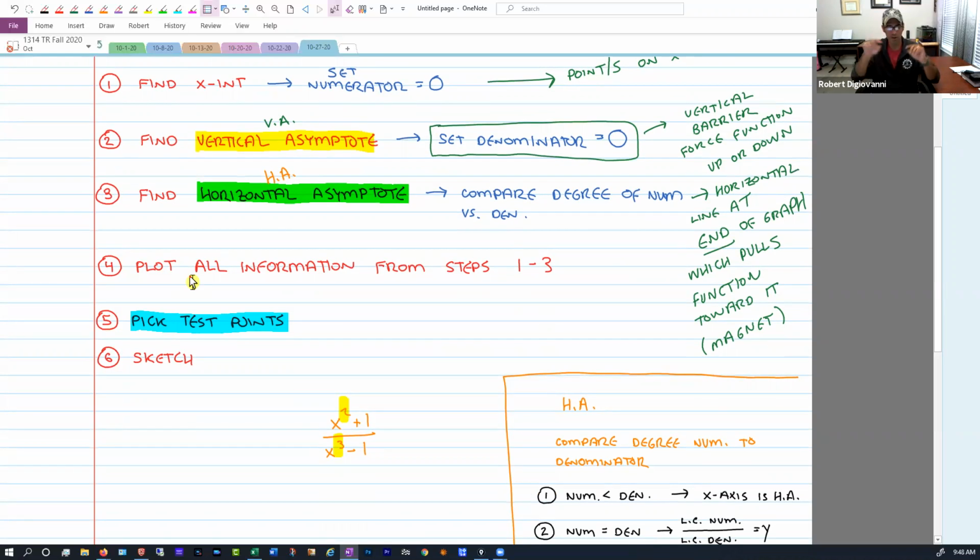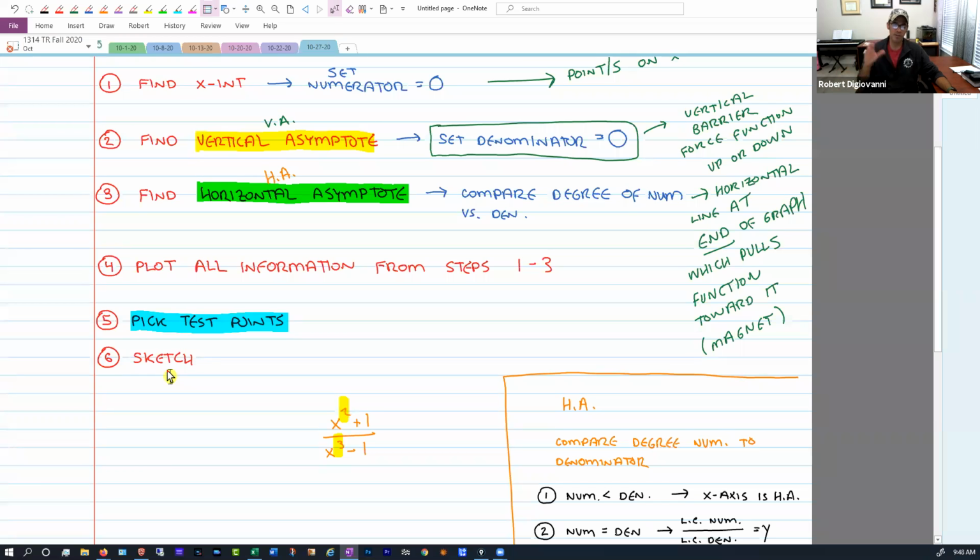So we're going to put our x-intercepts there. We're going to put our vertical asymptotes there. We're going to put our horizontal asymptote there. We're going to have the whole picture set up. And then we're going to do this very tricky step called picking test points. When we do a problem, I'll show you what this is. And then after we have our test points, we will sketch the function.